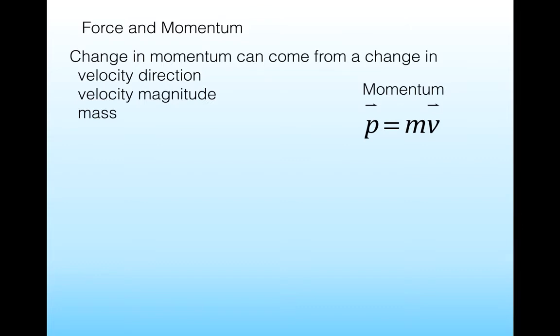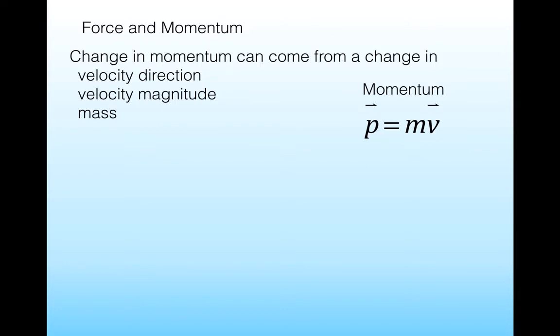So, as we said at the end of the last set of lectures, we know that we can get a change in momentum from a variety of different changes. Either you can change the velocity's direction, you can change the velocity's magnitude, or you could change the amount of mass you have in the system. Today we'll do examples of all of those different kinds.